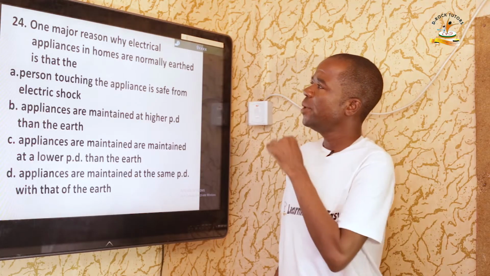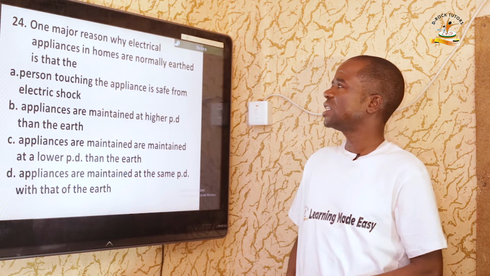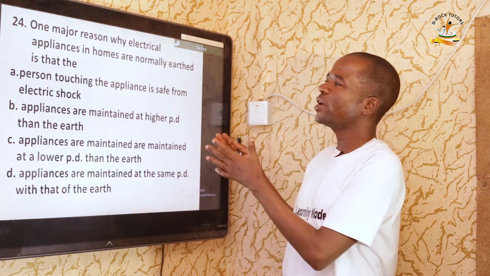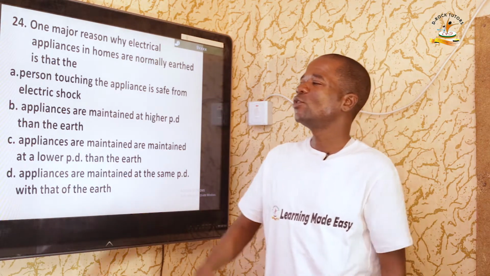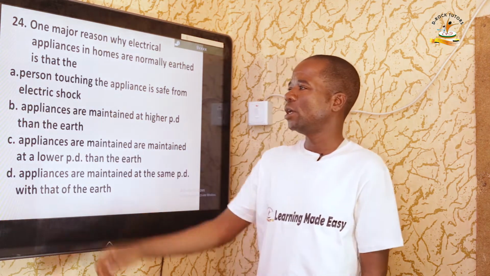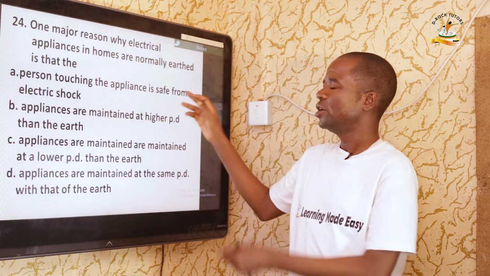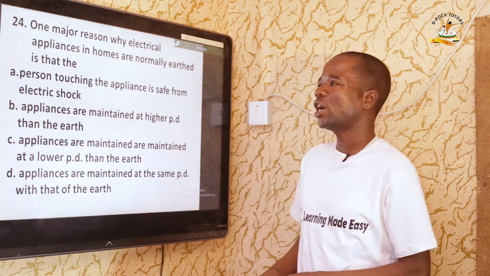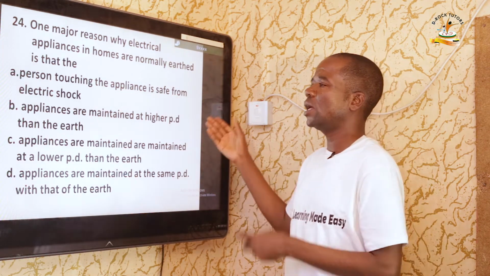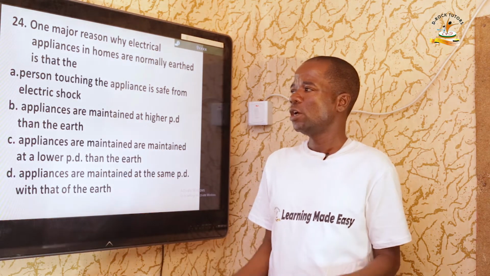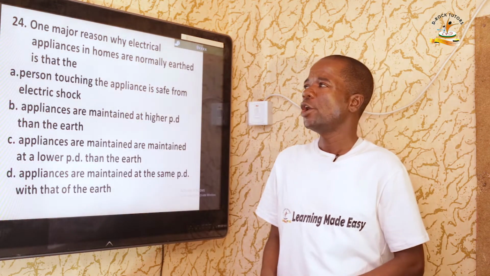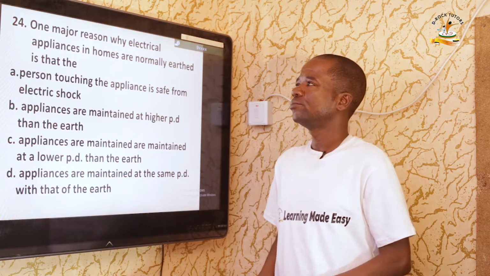Number 24. One major reason why electrical appliances in homes are normally earthed is to prevent cases of electric shock. That is definitely option A. A person touching the appliance is safe from electric shock. So that is the major reason why electrical appliances in the house are normally earthed, to prevent people touching the electrical appliances from electric shock. That is the correct answer, option A. Let's go to number 25, please.